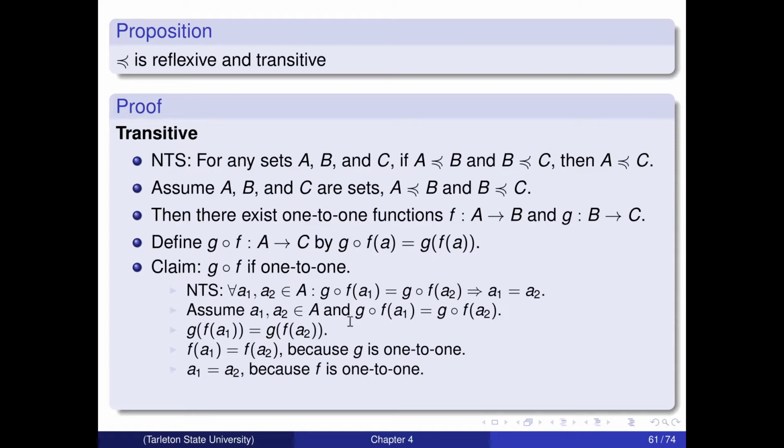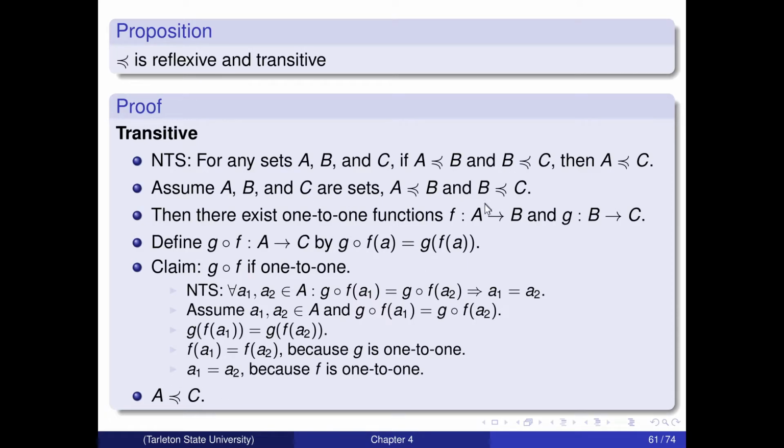And so at this point, we've gone all the way from this assumption to this statement. But that means that this implication up here holds, and this is simply the definition that g compose f is one-to-one. So g compose f really is one-to-one. That's what this argument demonstrates. And because there is a one-to-one function g compose f from A to C, by definition, the cardinality of A is less than or equal to the cardinality of C.